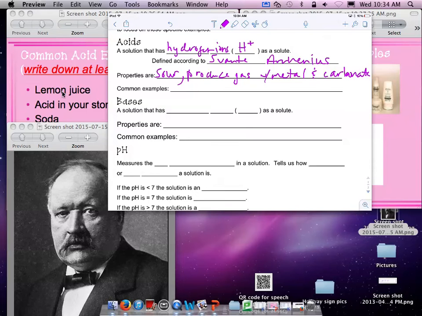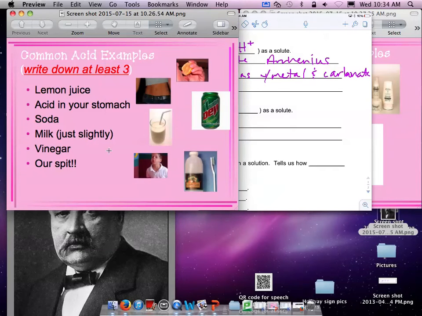So some common examples, let's get a visual here. Here are some common acid examples. Go ahead and pick 3 of them from this list. Things like lemon juice or citrus fruit. Maybe you've heard of citric acid. That sour taste is because of the acid that's in there.